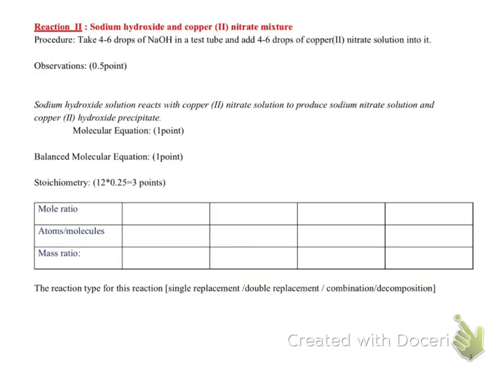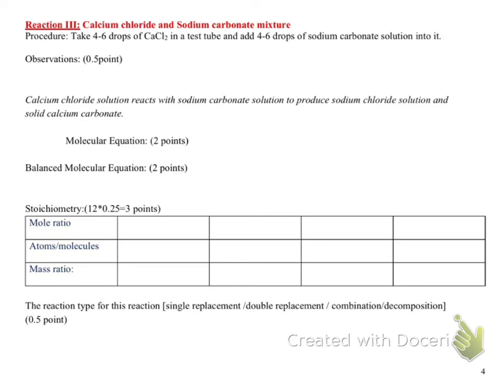Your second reaction will be, take a test tube. In that you will add 4 to 6 drops of NaOH, and into that you will add 4 to 6 drops of copper 2 nitrate solution. Shake it gently and then complete this. For reaction 3, you will take calcium chloride solution and add a few drops of sodium carbonate into it. Shake it well and complete the table.